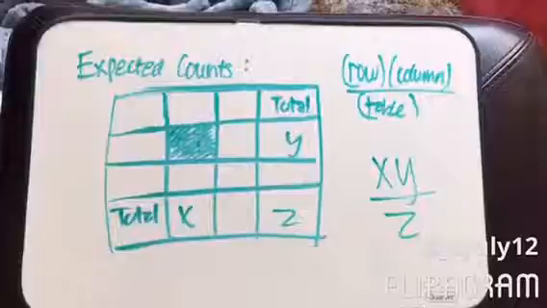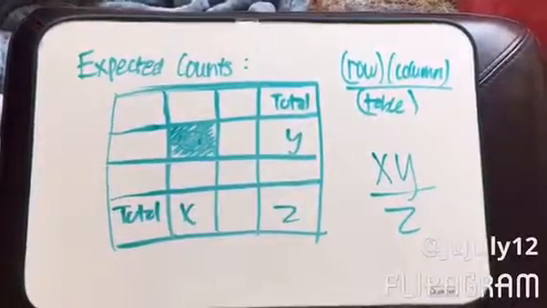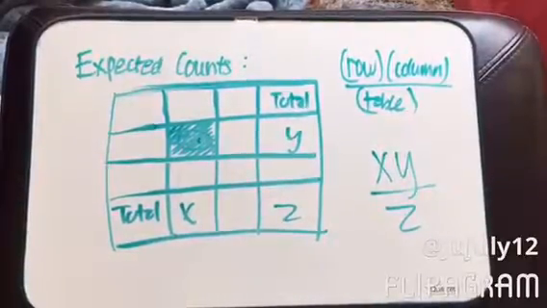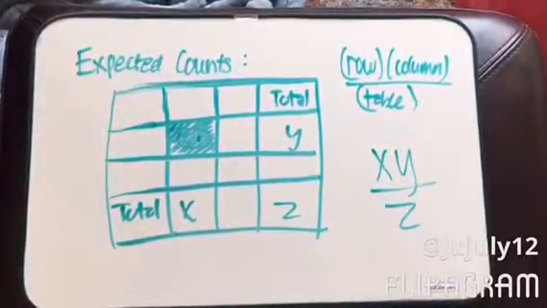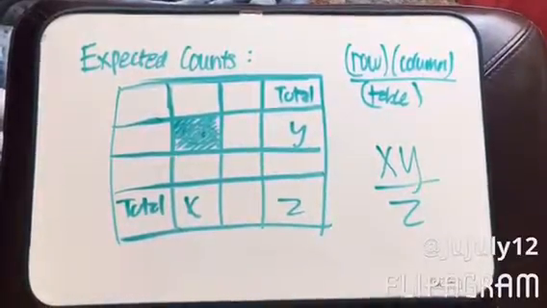So to check your expected counts condition and calculate the expected counts, the formula is row total times column total over the whole table total. So if you wanted to find this shaded expected count, it would be x times y over z.